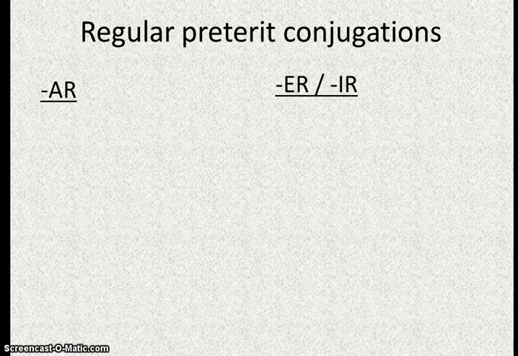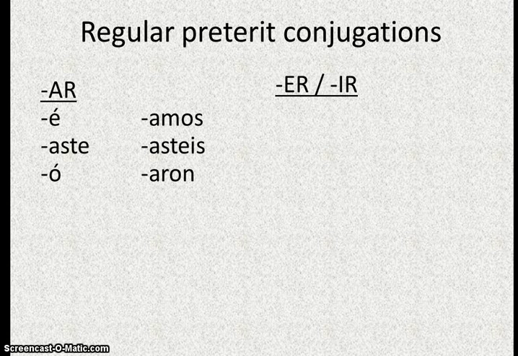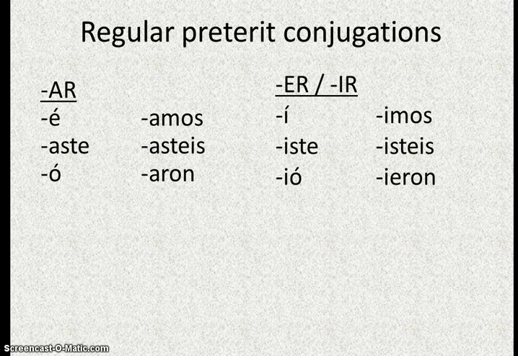We now move into the conjugations for the preterite. What you'll see here will be the regular conjugations. For the AR verbs, we have aste, o, amus, astes, and aron. For ER and IR verbs, we have iste, ió, imos, istes, and ieron.